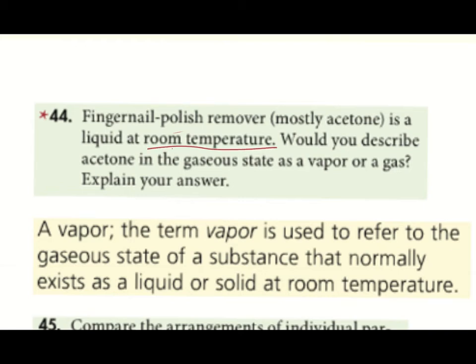Would you describe acetone in the gas state as vapor or a gas? This question is very important because it confuses many students. We say vapor only if the substance is liquid at room temperature. If it's normally liquid or solid, when it changes to gas, we call it vapor.